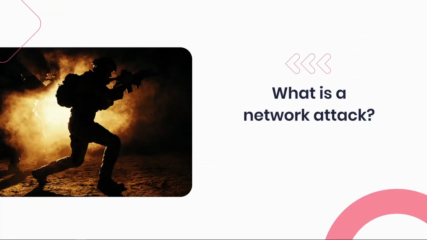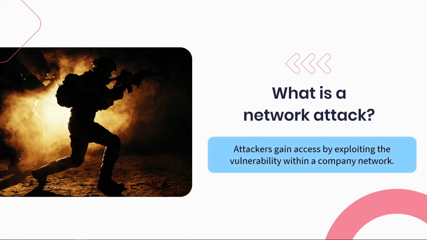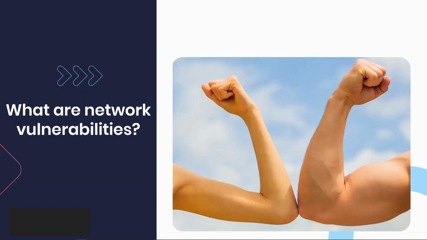So how do attackers gain access to a company's network? Attackers gain access by exploiting the vulnerability within a company network. In most cases, this can take a lot of time and technical know-how. If an attacker succeeds, they can have total control of the entire network. Pretty scary, right? That's why it's critical for companies to patch any vulnerability they find in their system to protect their resources and assets.